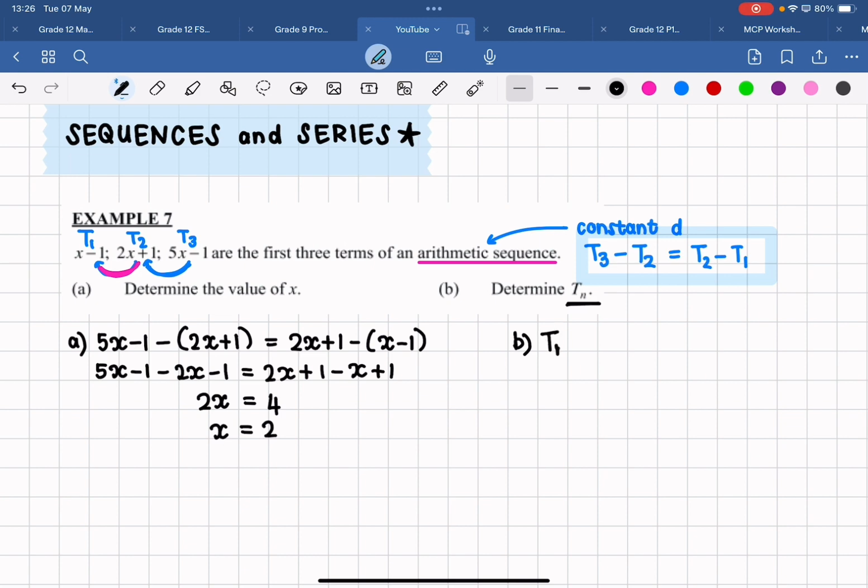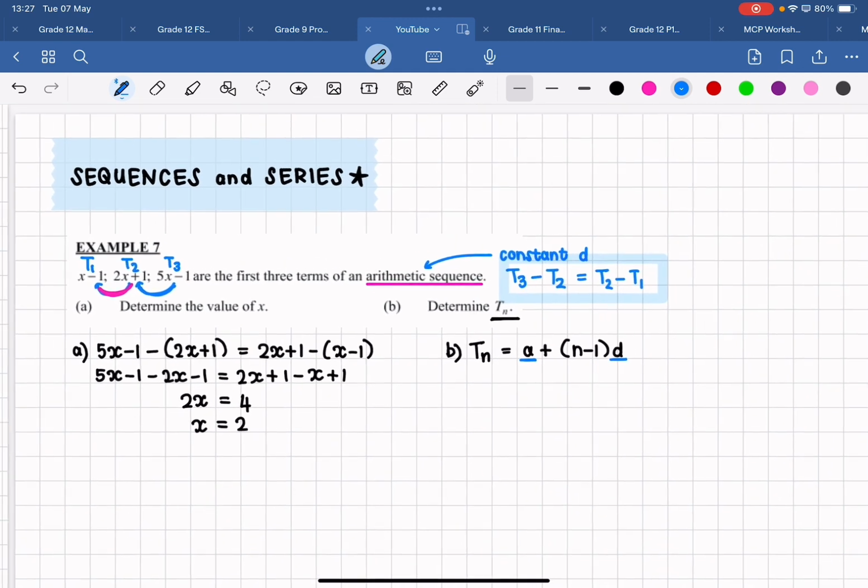Now in B, they are asking us to determine Tn. Remember that Tn is the general term, and since this is an arithmetic sequence, we need to use the arithmetic sequence term formula, which is on the formula sheet. However, in order to use this formula, we need to know the value of a, which is the first term, and we need to know the value of d, which is the difference. In the previous question, we calculated that x is equal to 2. That means that we can calculate the specific values of each of these terms.